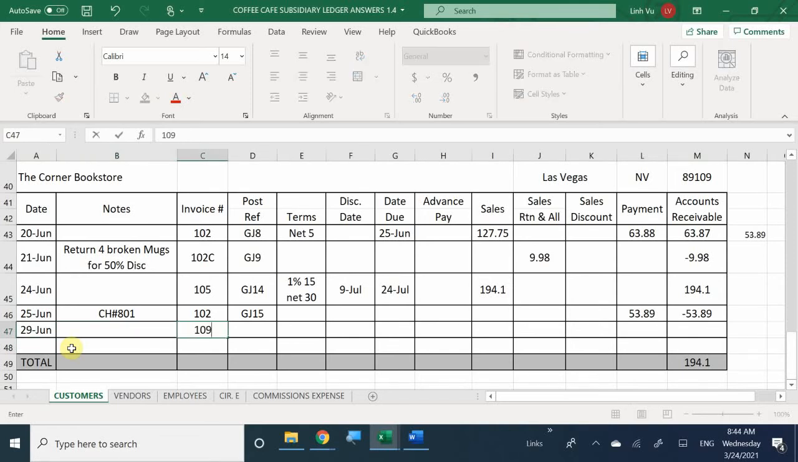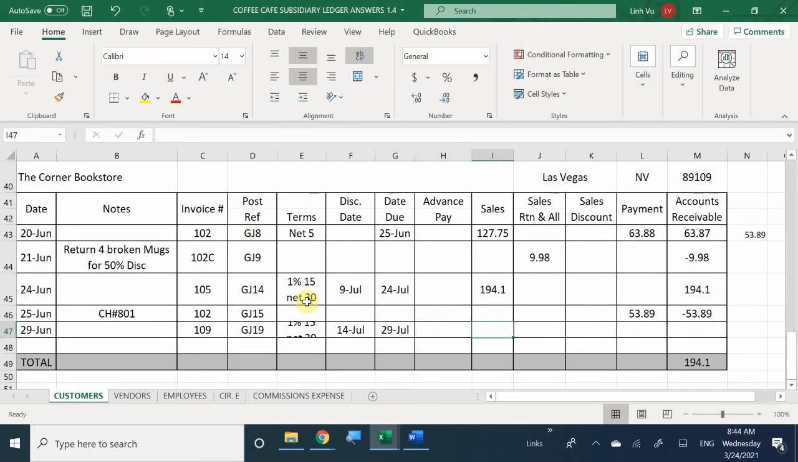Invoice number 109. General ledger 19. Right? He gets the special one, so he gets 1%, 15, net 30. So what is his discount due date? July 14th. What is his actual due date? July 29. Okay.